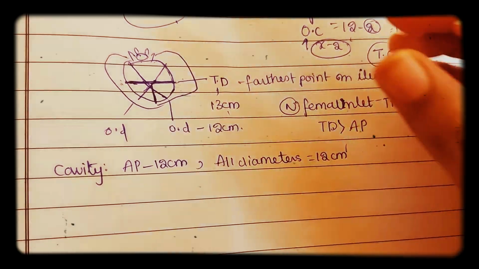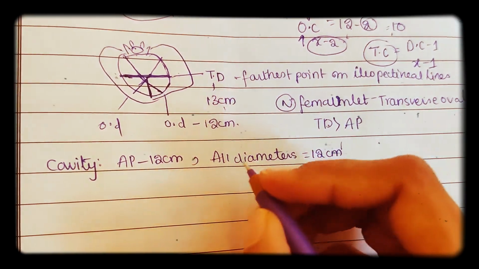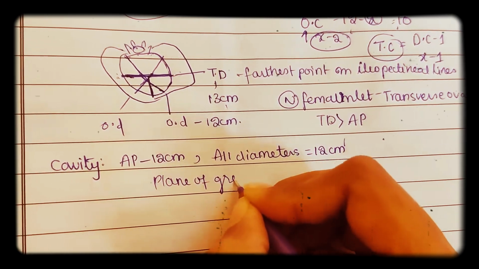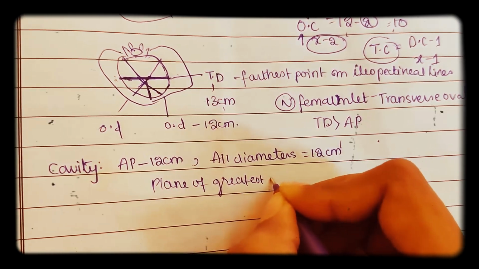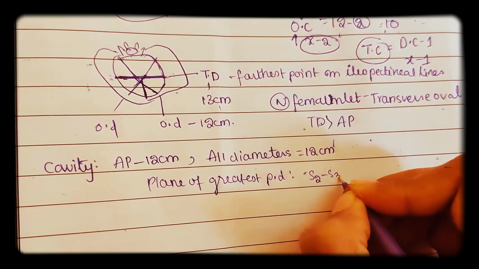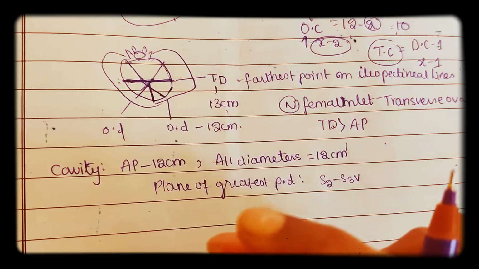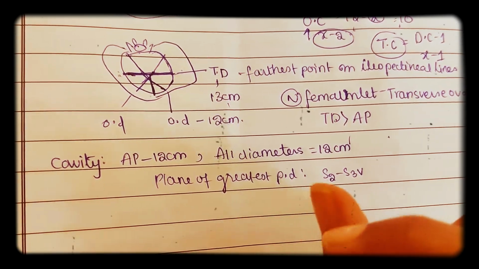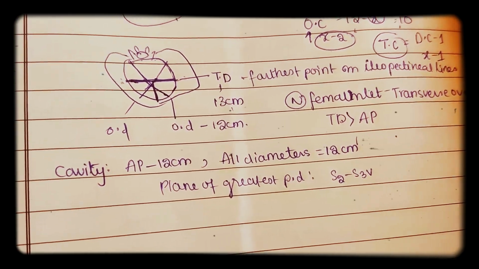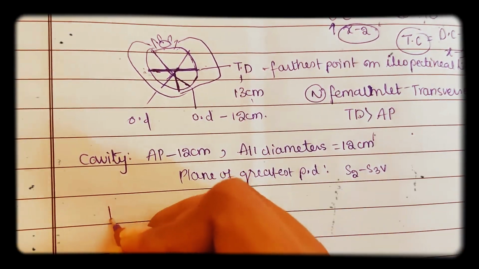And the plane of greatest pelvic diameter, what is this? The plane passing through the S2 and S3 vertebra is called the plane of greatest pelvic diameter. Now let us discuss some details of the pelvic outlet.